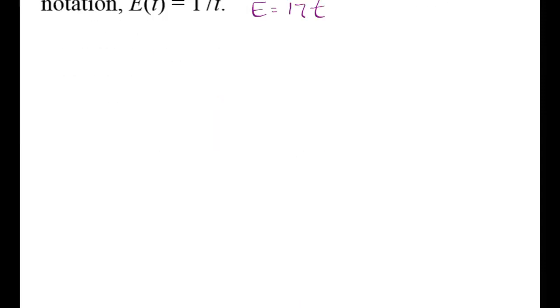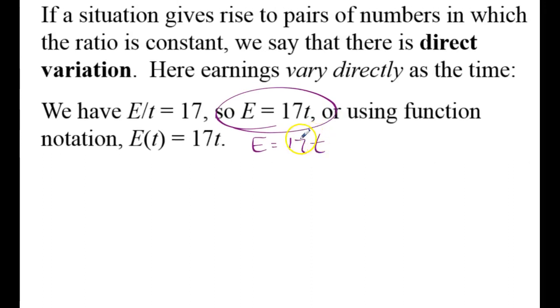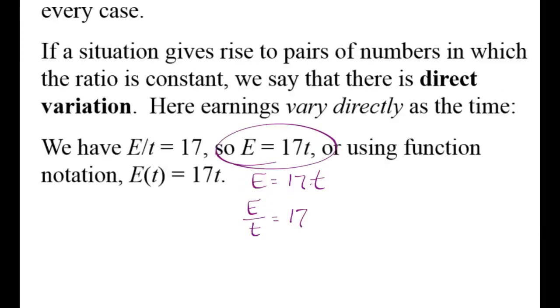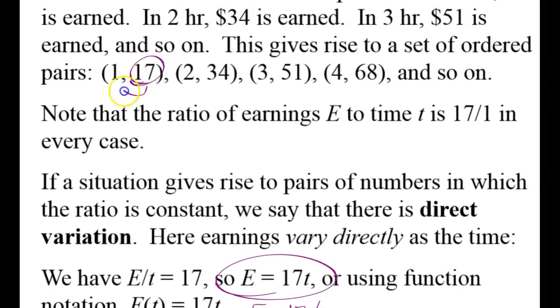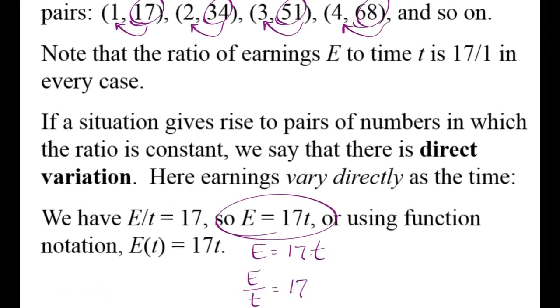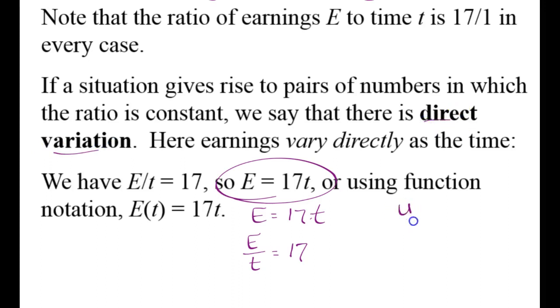What I want to point out to you is be careful, because on these direct variation functions, although there's a product that's going on here, your earnings is equal to 17 times the number of hours that you work, there's also a quotient in here. Your earnings divided by your time should always equal 17. So if you were to take 17 and divide by 1, you get 17. 34 divided by 2, 51 divided by 3 is 17, and 68 divided by 4 is also 17.